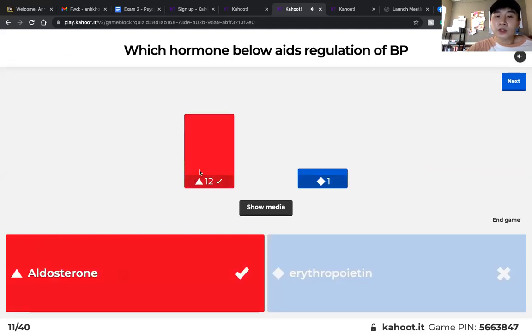Awesome. So aldosterone is the hormone that aids in the regulation of blood pressure. It causes the retention of sodium, so that when the sodium is high, we will retain more water, and because we retain more water, we increase the volume of the blood, and therefore we increase the blood pressure. Erythropoietin is a hormone produced by the kidney, which stimulates the bone marrow to produce red blood cells. So that's the role of erythropoietin.